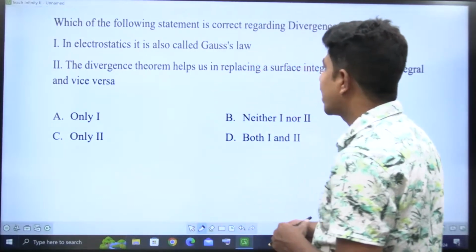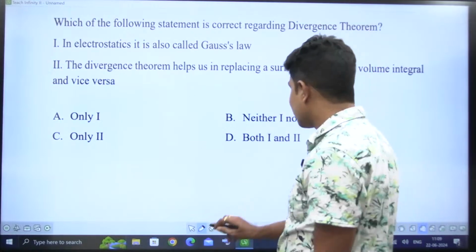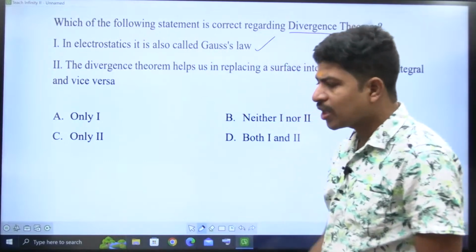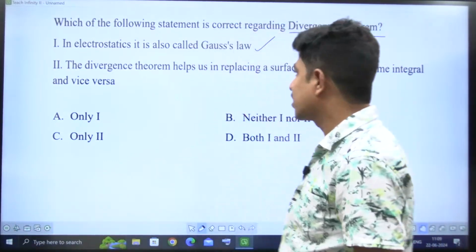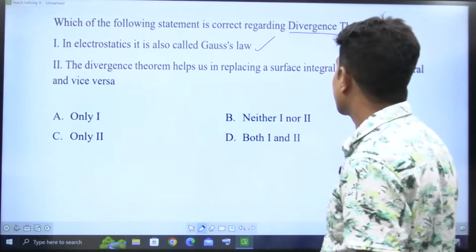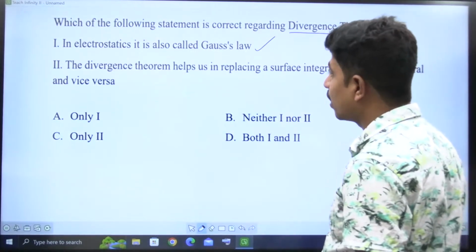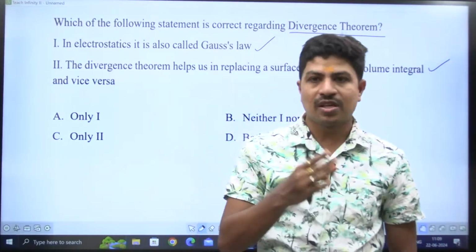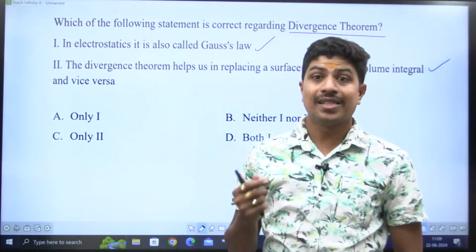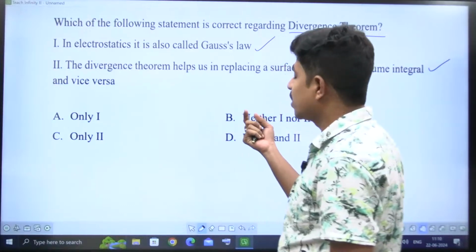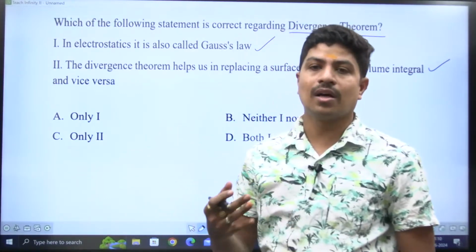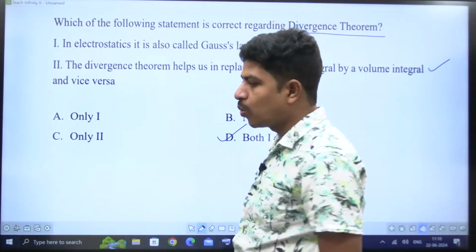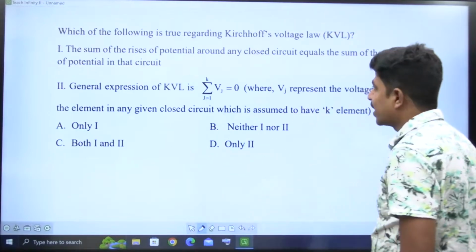Read it. In electrostatics, it is called Gauss law. From divergence theorem only, Gauss law is derived. Statement 1 is correct. You can type your answer in the chat box also if you know the answer. Next statement: the divergence theorem helps us in replacing surface integral by volume integral and vice versa. Yes, this statement is also correct. That is the advantage. Divergence theorem is also called Gauss law; from it Gauss law is derived in electrostatics. Therefore, both 1 and 2 are correct.